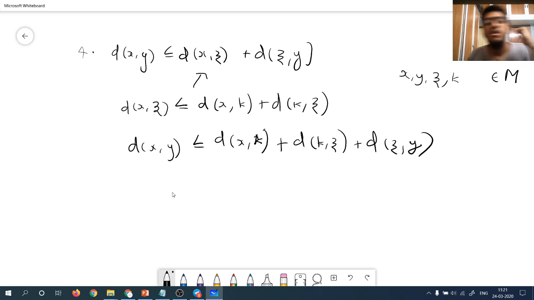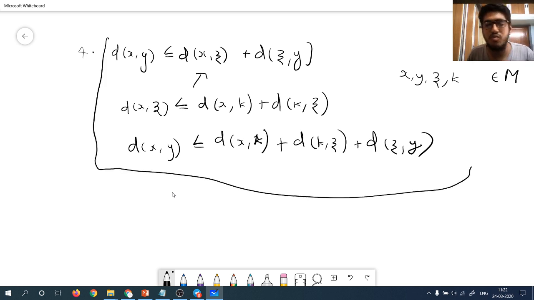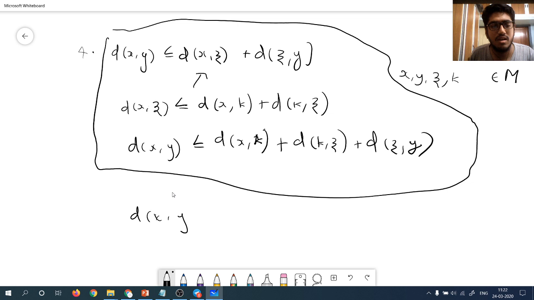Even otherwise, we can think about it in another way. This is one way of claiming what Pranidhi said. Another way is d of x comma y is definitely less than or equal to d of x comma z plus d of z comma y.